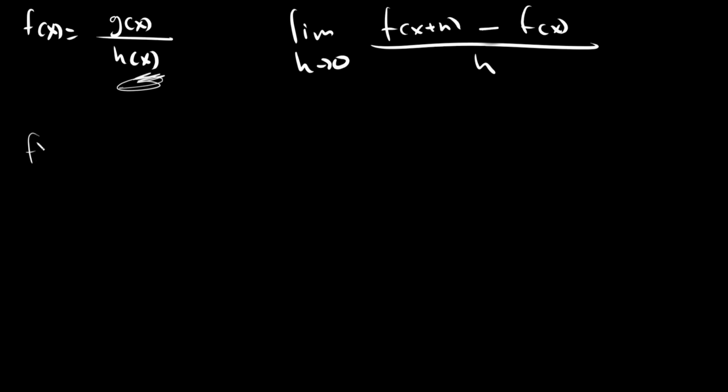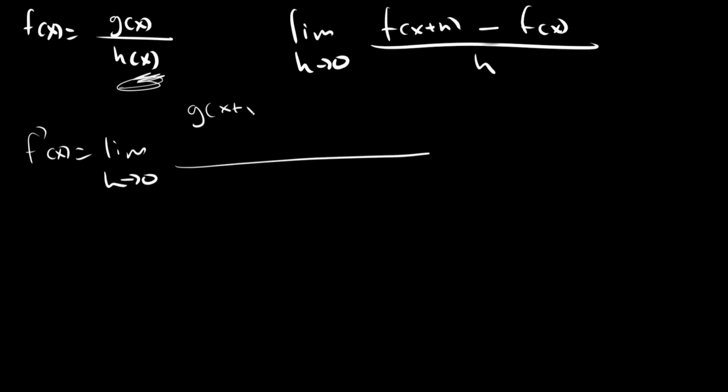Okay, so my f prime of x is going to be equal to the limit as h approaches 0. That's right. I'm just going to plug in x plus h inside my function.